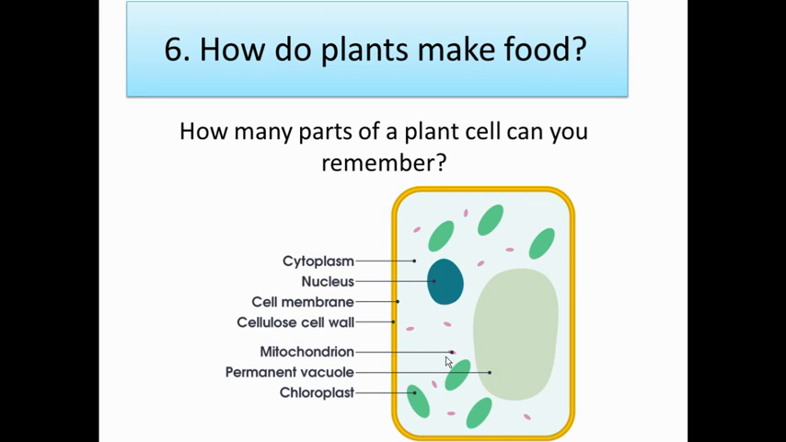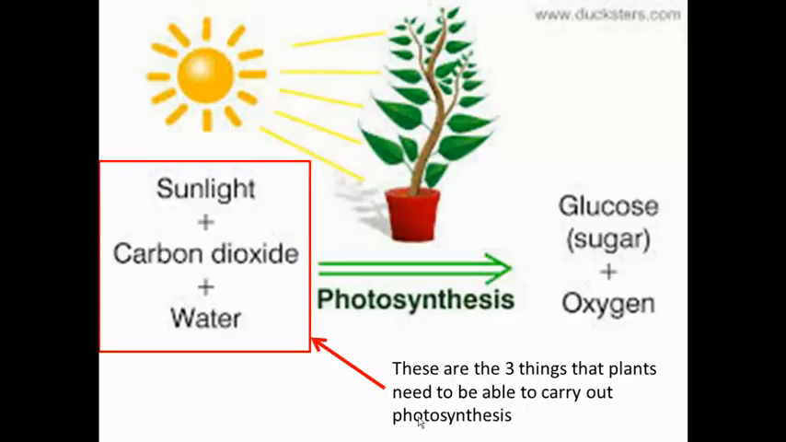The ones that are only found in plant cells are this cellulose cell wall. Remember, plants don't have skeletons to keep them sturdy and strong. They've got this cell wall instead, which is made out of a really strong substance. They've got this permanent vacuole here, which is filled with sap. And then you've got the chloroplast here, which is filled with a chemical which we're going to be talking about in a little bit. Chloroplasts are what makes plants green.